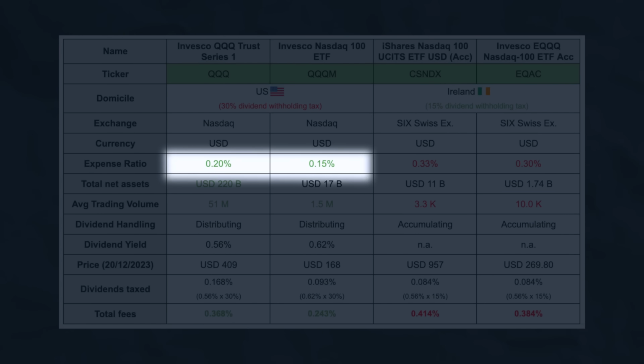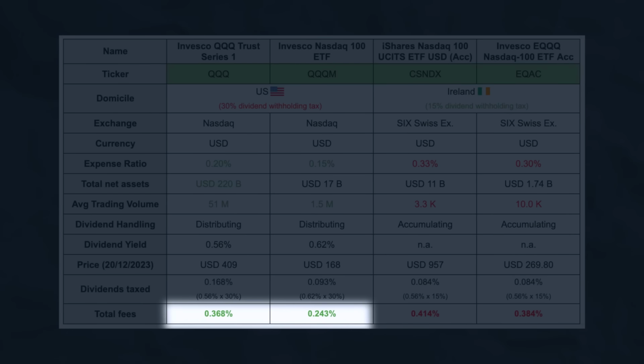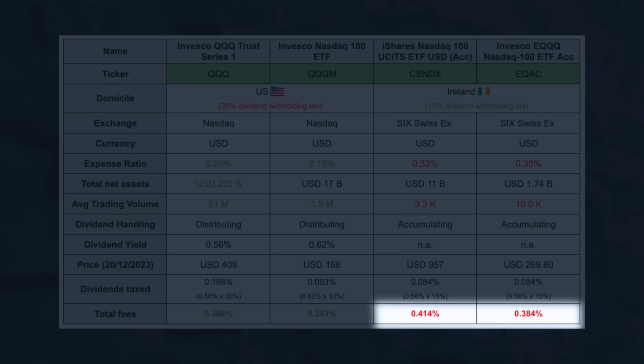Then, if we sum up the expense ratio and dividends tax, we can see that the total fees for US domiciled ETFs are lower than the total fees for Ireland domiciled ETFs.